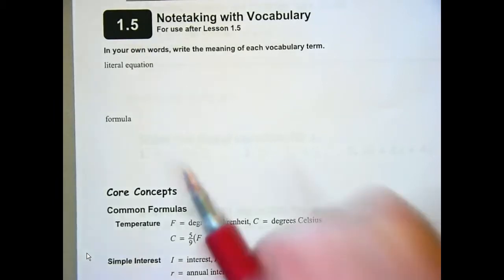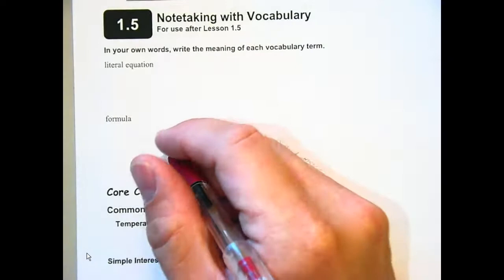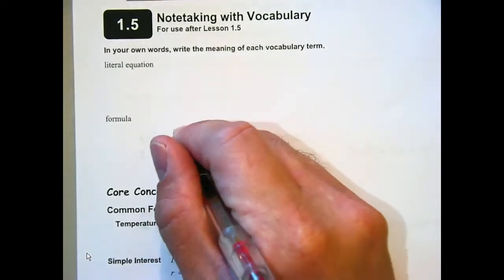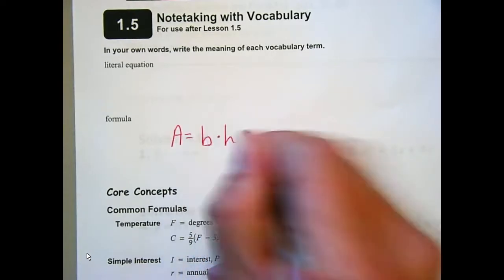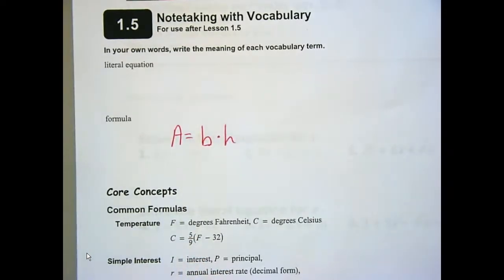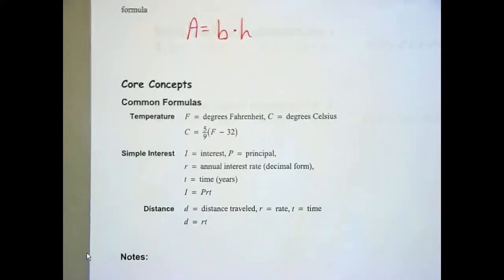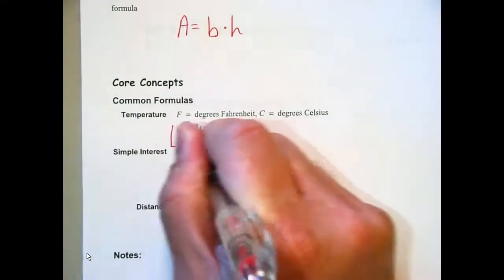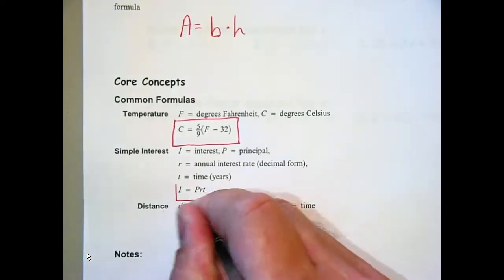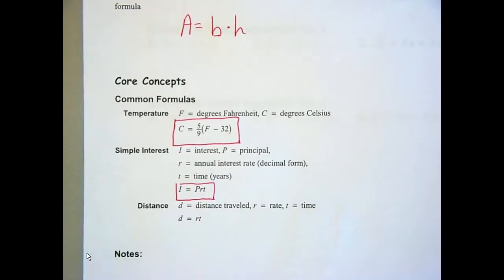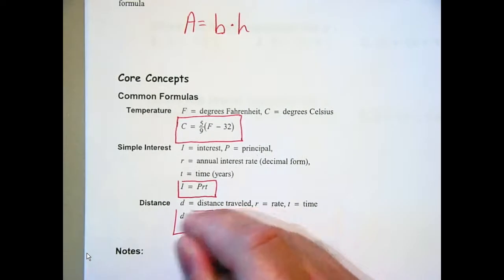A formula, what formula did we use in that one? Yeah, we used the area formula. Area is equal to base times height. That's an example of a formula. Okay, another formula that you're going to use today is this amazing one right here. Celsius is equal to 5/9 times Fahrenheit minus 32. Another formula we'll use today, I equals PRT. Interest equals principal times rate times time. And the last one, distance equals rate times time.